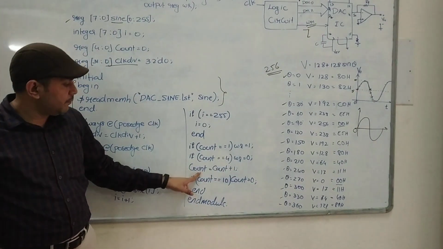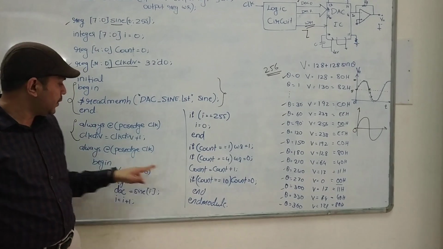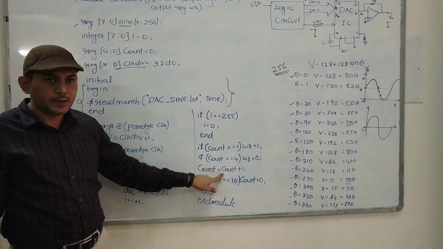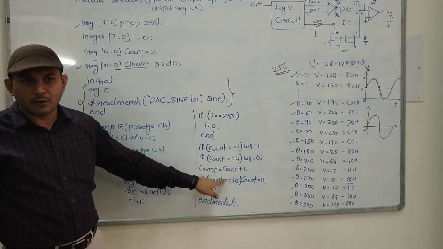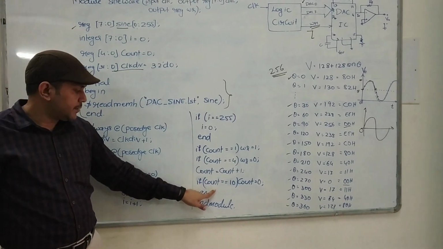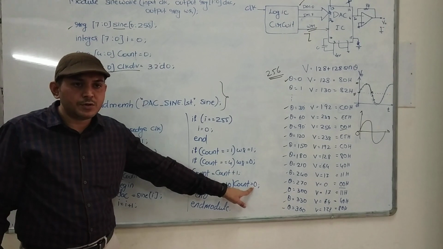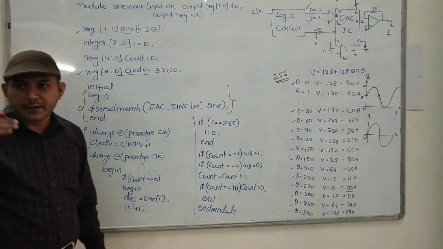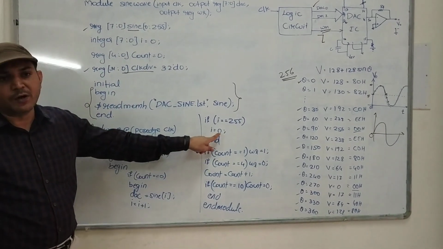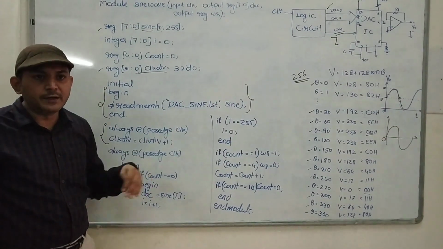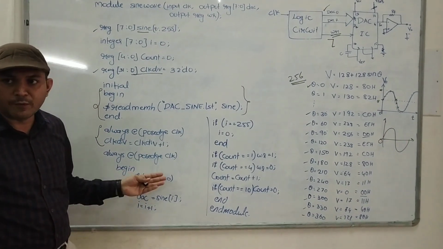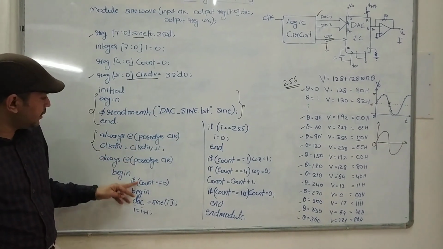Then I am counting here for every positive edge of the clock. This is within the always block. Next, if count equal to 10, I will make the count equal to 0. It means that for every 10 clock pulses, we are sending one value. These are in the always block.